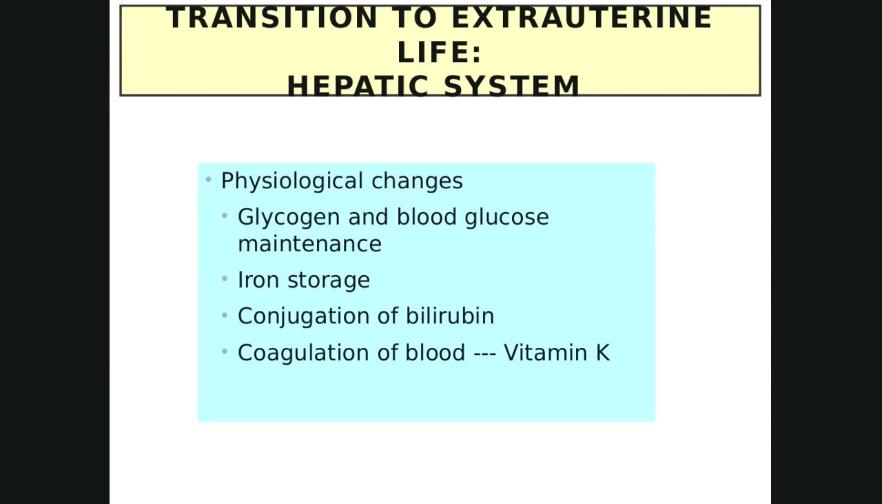So the hepatic system also has to transition, okay? Here we'll talk about hyperbilirubinemia, okay? But the physiological changes that have to adapt and take place are glycogen and blood glucose maintenance. Okay, we sort of talked about this right now. Iron storage, conjugation of bilirubin, which is the jaundice we're going to talk about, and coagulation of blood, which comes with vitamin K being made in the gut.